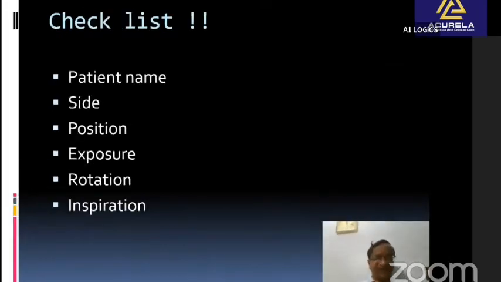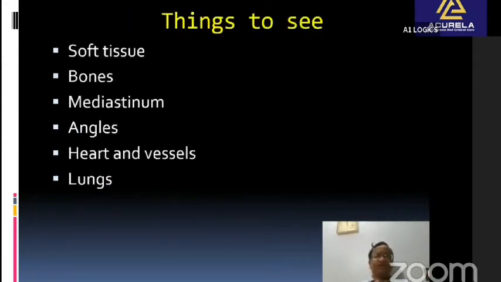So we have got patient name, site, position, exposure, rotation, inspiration or expiration. Now what are the things to start from? Soft tissue, bones, mediastinum, angles, heart and vessels, and lungs. Go methodical, otherwise you miss many things.